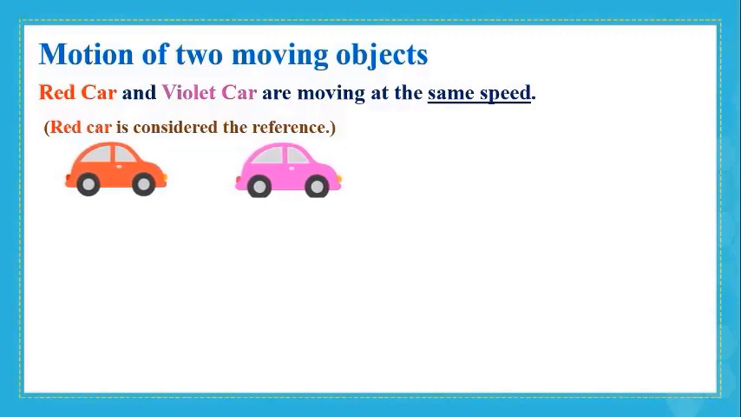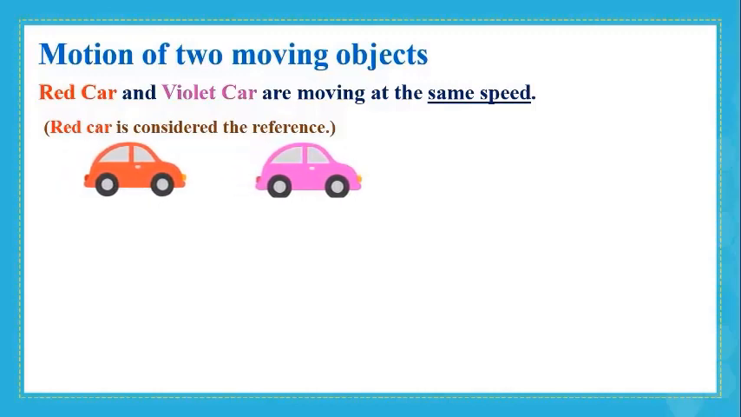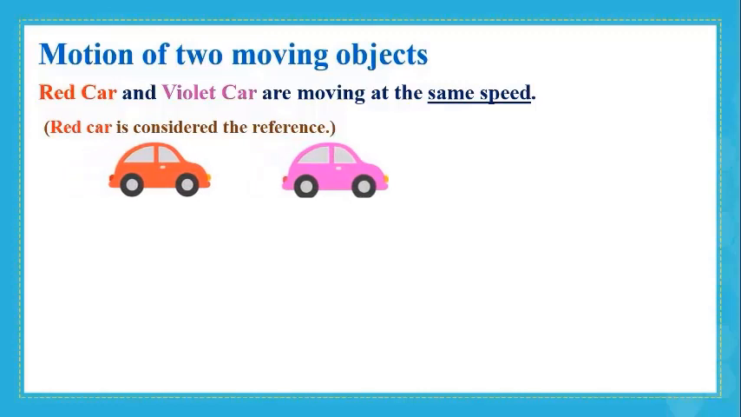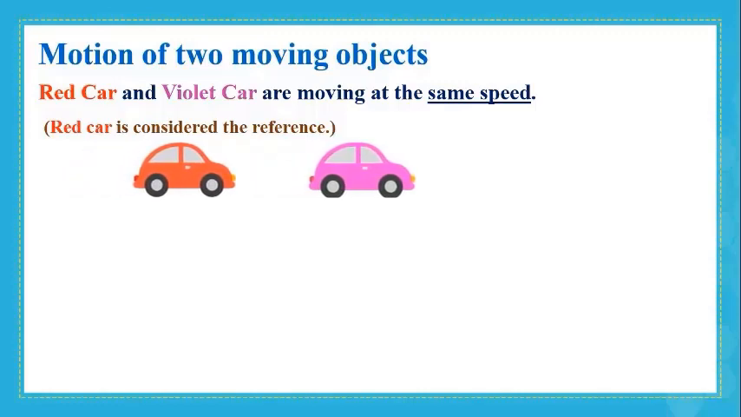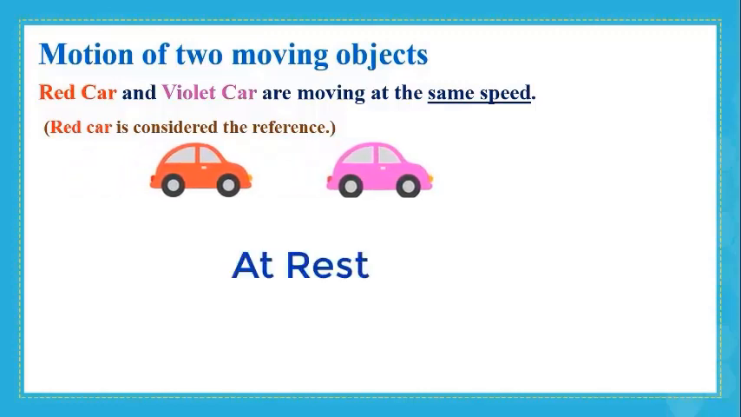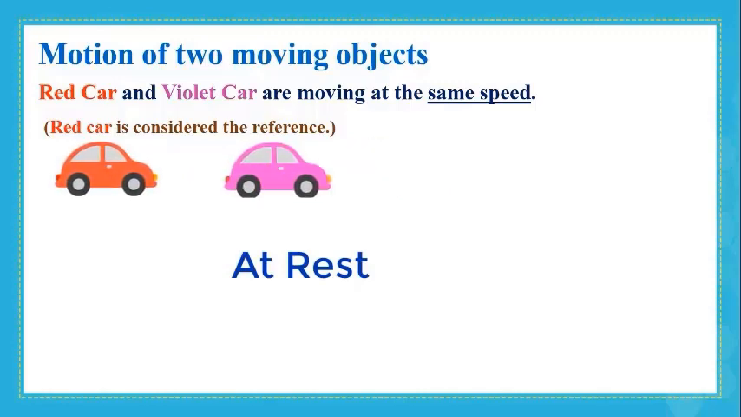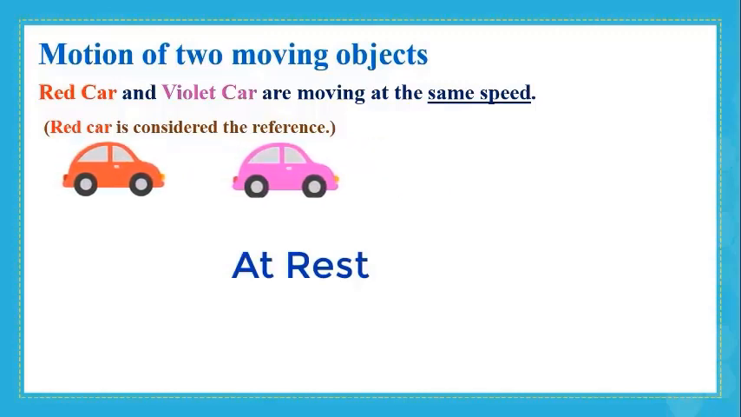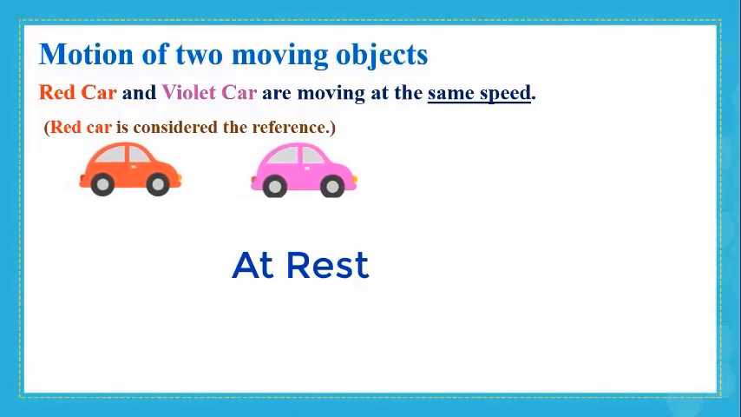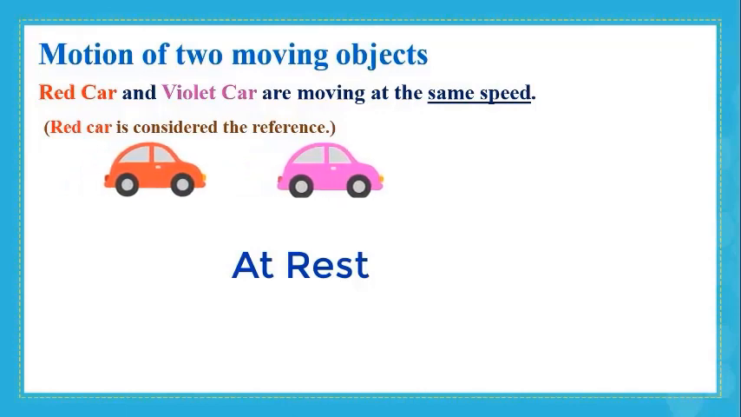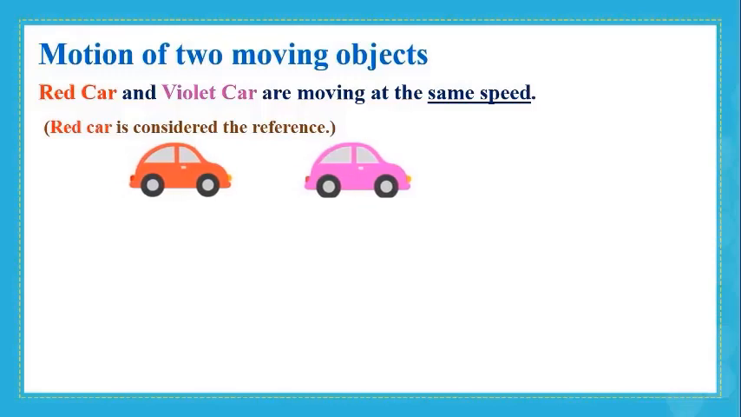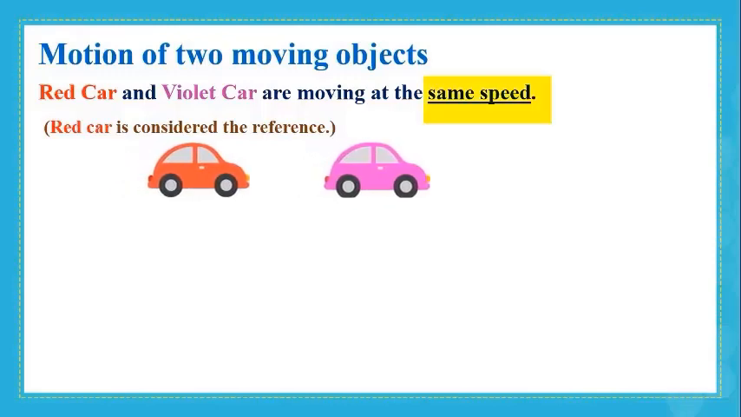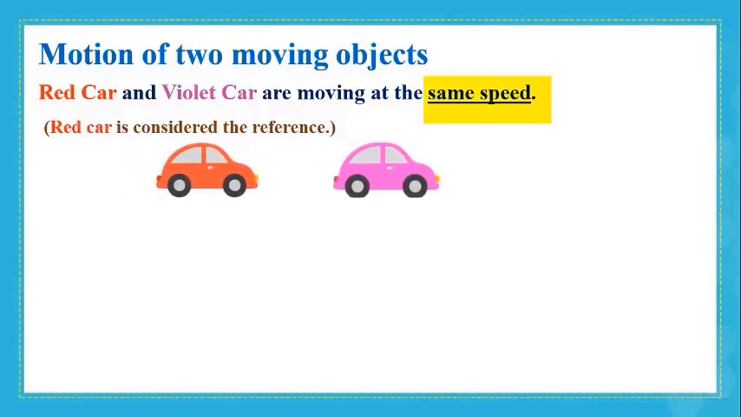Is the violet car at rest or in motion relative to the red car? At rest, since the distance and the position of the violet car are not changing relative to the red car. So, two objects moving at the same speed are at rest relative to each other.